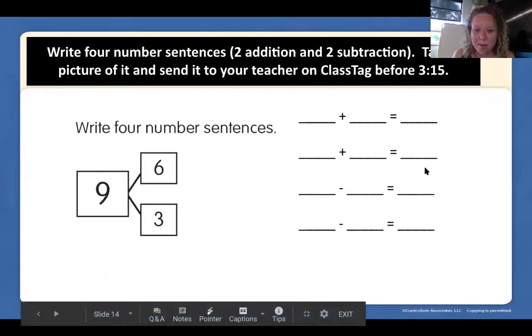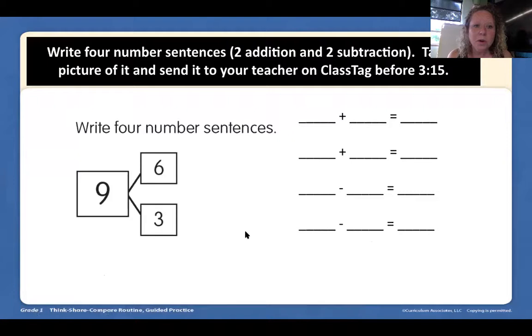Here is the problem that I want to leave you with today. You are going to write 4 number sentences, 2 addition and 2 subtraction. When you are finished with this, you're going to take a picture of it and send it to your teacher on class tag before 3:15 today.